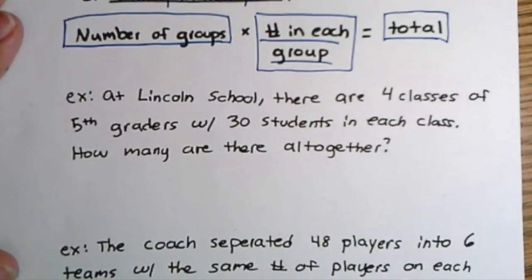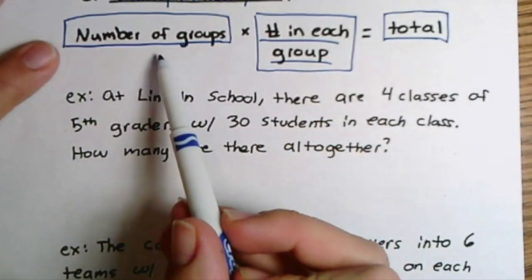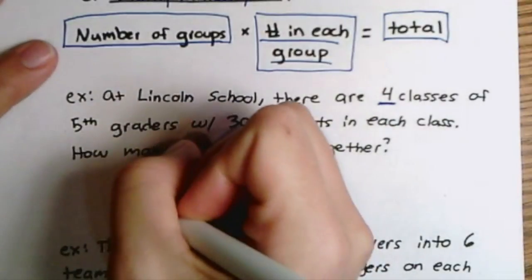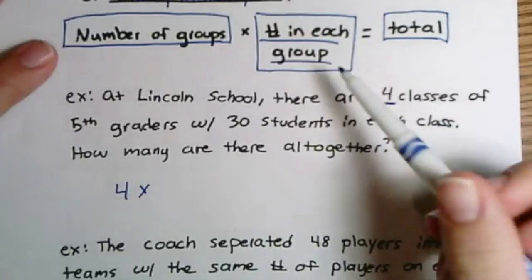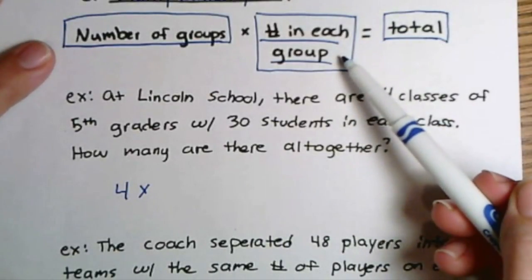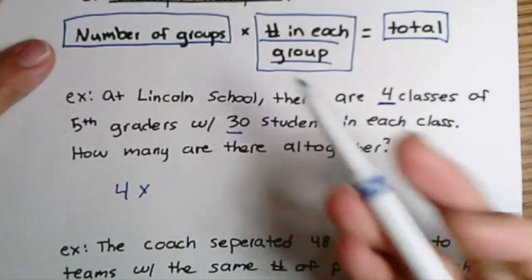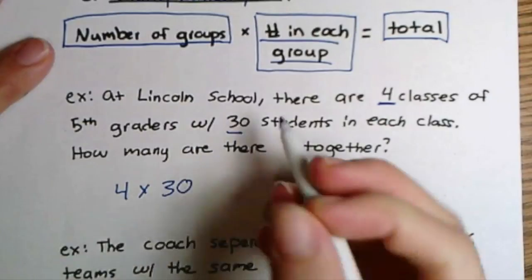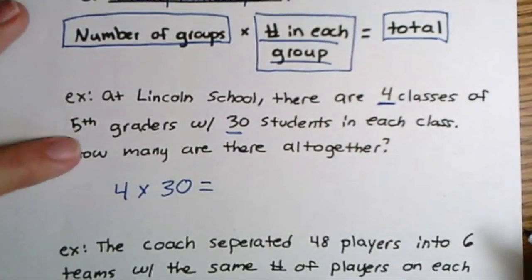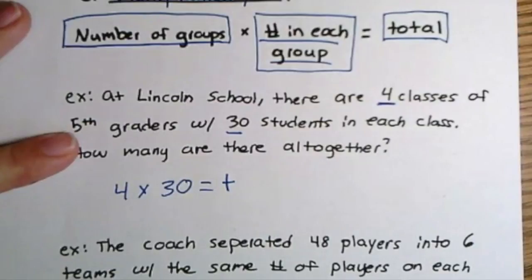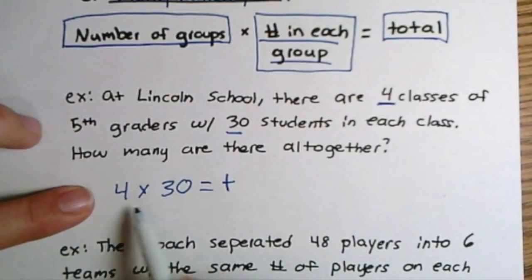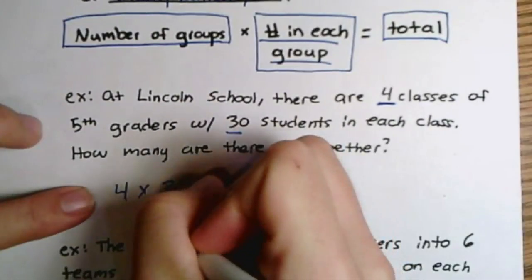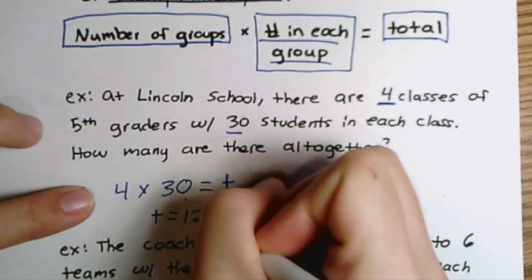All right, so what do we know so far? Do we know our number of groups? Yes, that's our 4 classes. Do we know the number in each group? Good, 30. There's 30 in each class. So that's the number in each of the 4 groups. And what we don't know is how many altogether, our total. So 4 times 30, 4 times 3 is 12. Add the 0. And so T equals 120.